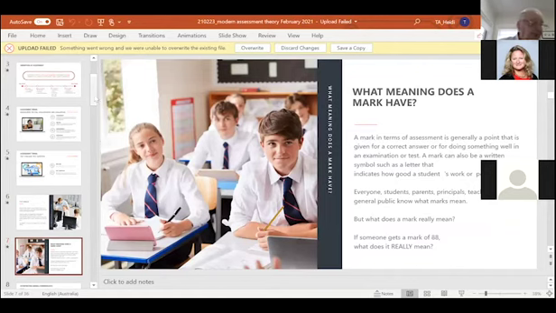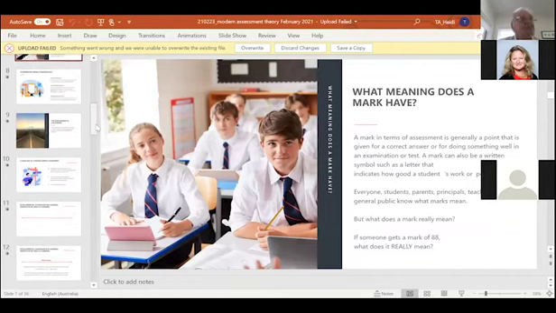I think it's important then, if we're talking about assessment and the value of assessment, to understand what marks mean. And to be honest, I've got to say this, a mark by itself doesn't mean much at all.